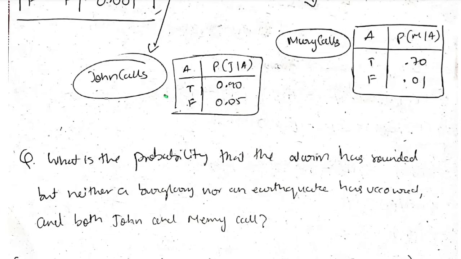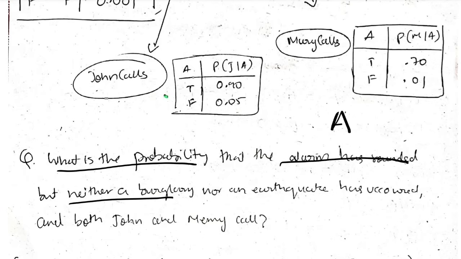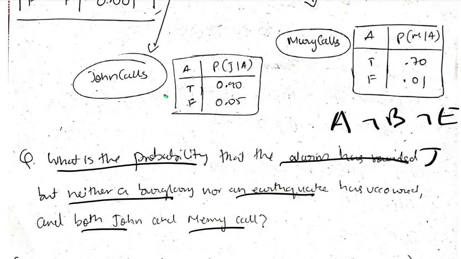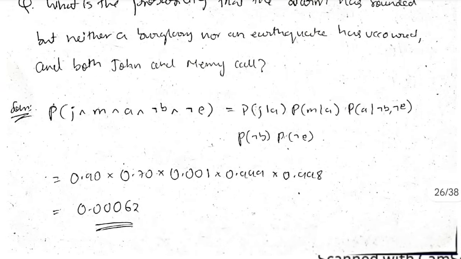Now segregate the question into different parts. What is the probability that the alarm has sounded? Alarm has sounded is A. Neither burglary nor earthquake has occurred: not B, not E. John has called, Mary has called, so J and M. So what is the probability that all these events are happening? That we have to write. John and Mary have called, the alarm has sounded, burglary has not happened, and earthquake has not happened.